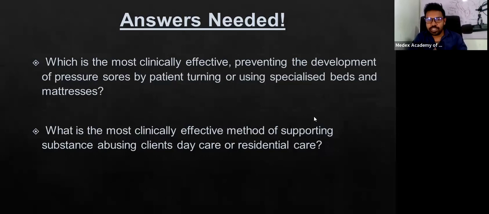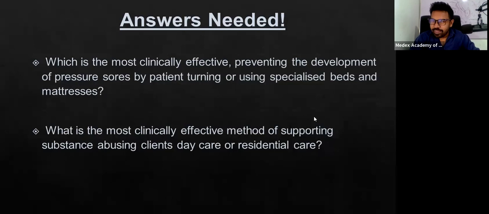What I want to know is which of these two is better. Right. So, whether the clinically effective thing is preventing development of pressure sores by turning or using specialized mattresses. Exactly. So if you want to find this out, different answers were given. Some said turning the patient is good. Others said using an air mattress or a water mattress is good. Now, to find out what is actually clinically effective, there are two ways. One way, practically, you can arrange a research.